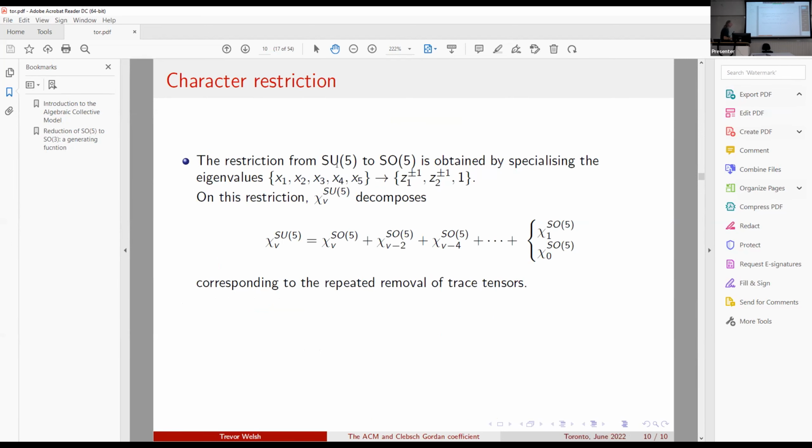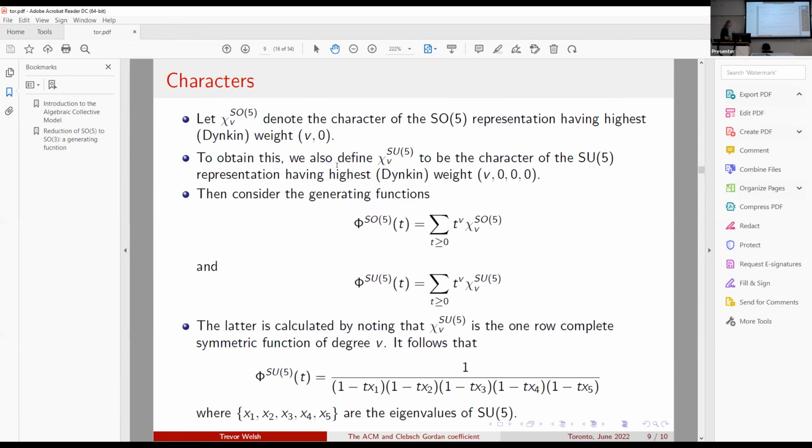You remember when we reduced from SU5 down to SO5, we had to take this x1, x2, x3, x4, x5 to be first z1, z1 squared, z2, z2 squared, and 1. But then we reduce down to SO3, and we have z, z squared, 1 over z squared, and 1. No, sorry, they don't have subscripts anymore. So that's what happens there, and that's for SU5.